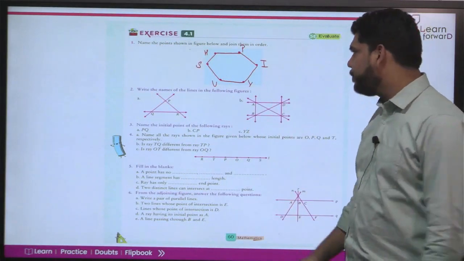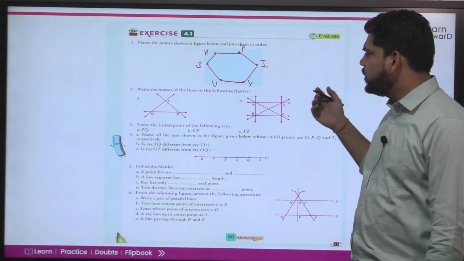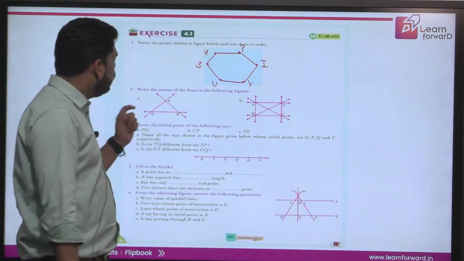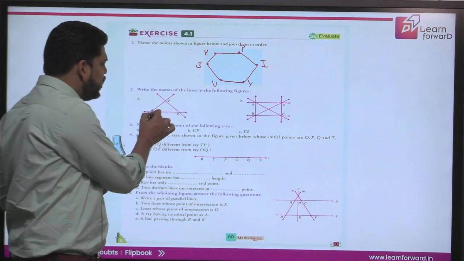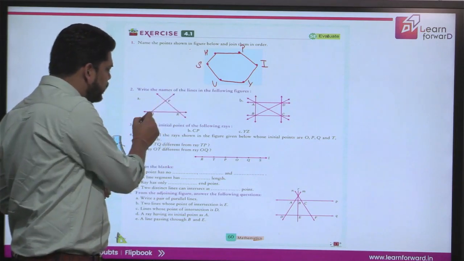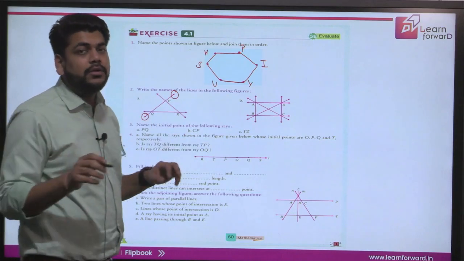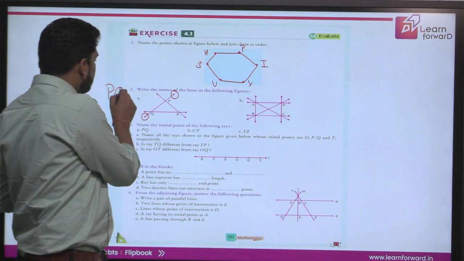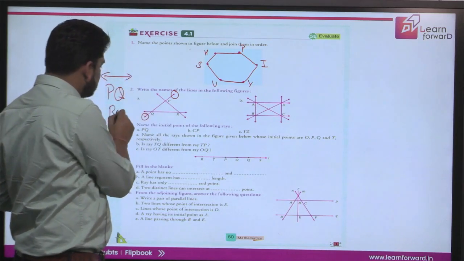Fine. Write the name of the line in the following figures. So can you name or think of any line over here? PQ is extending in both directions. You can notice these arrows pointing toward both directions. So what would I say? PQ is a line. Also PR is a line.